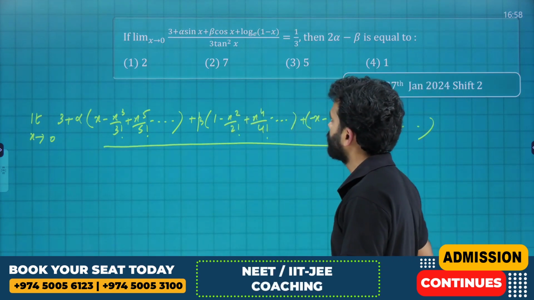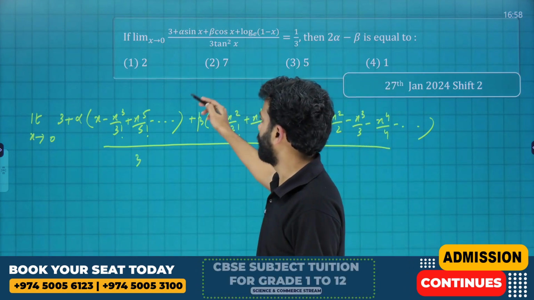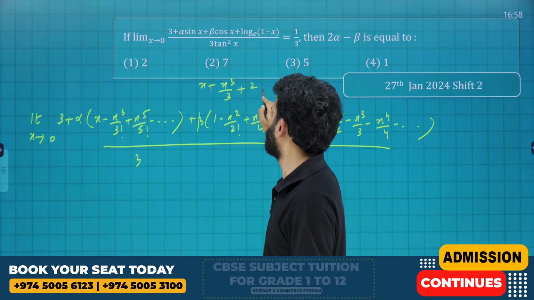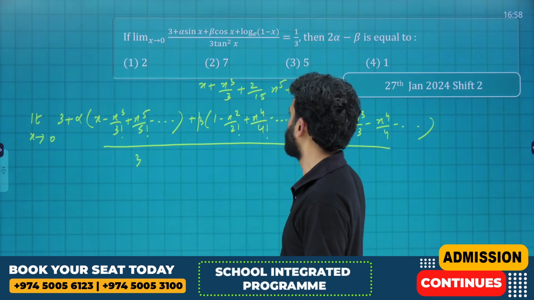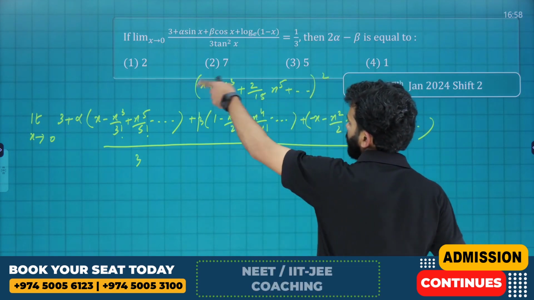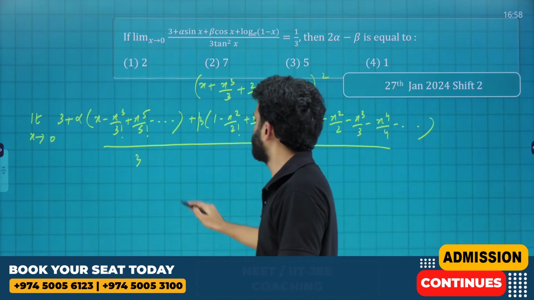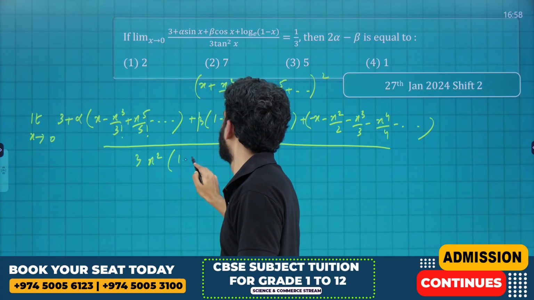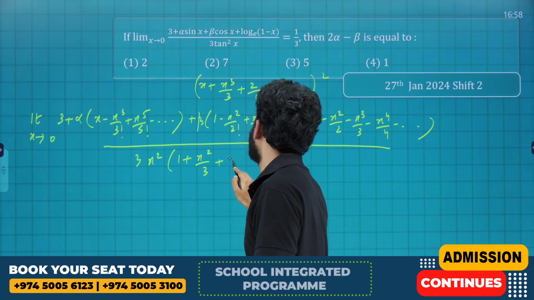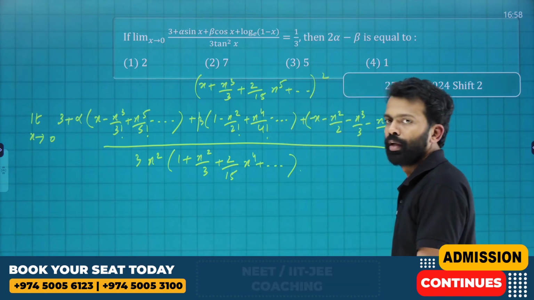divided by 3 tan square x. What is tan square x? I'm going to write it here. Tan x is x plus x cube by 3 plus 2 by 15 x raised to 5 plus etc., and we have to square this. It will be better if we take x outside, which is common. After squaring, it will be x square. That is 3x square into (1 plus x square by 3 plus 2 by 15 x raised to 4 plus etc.).